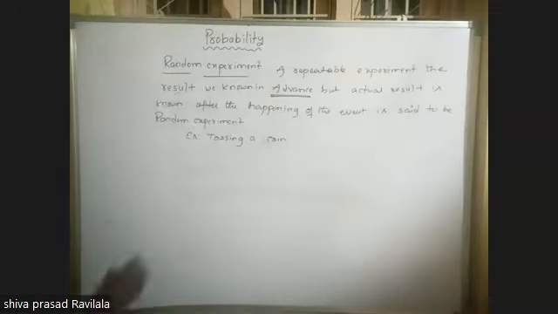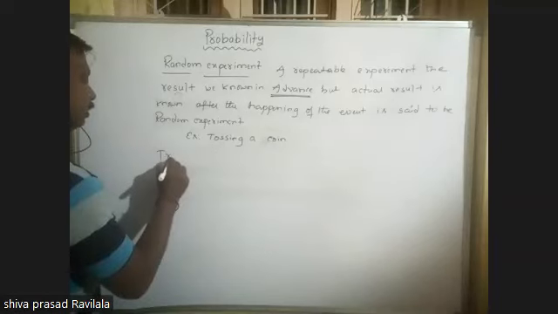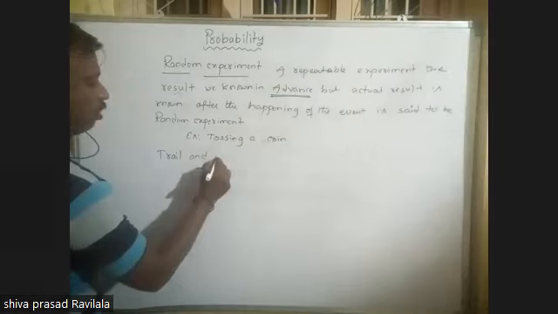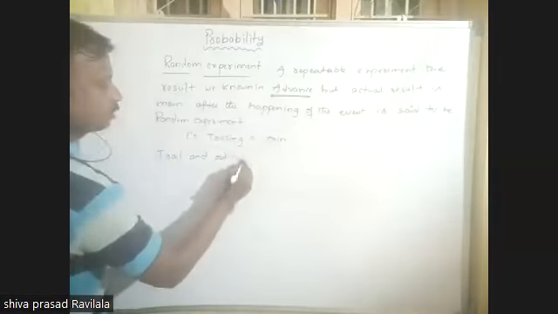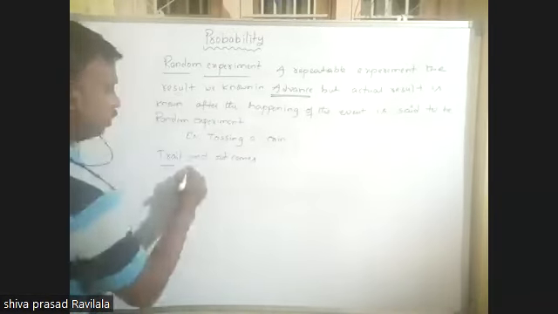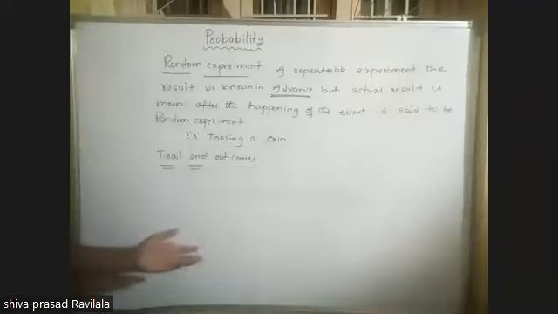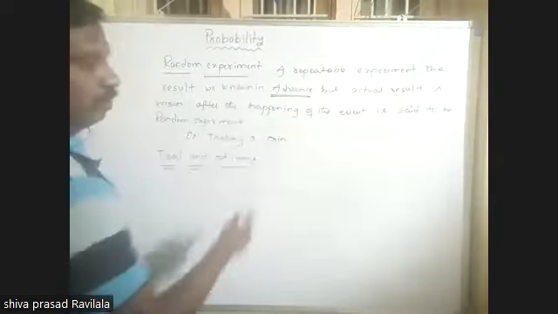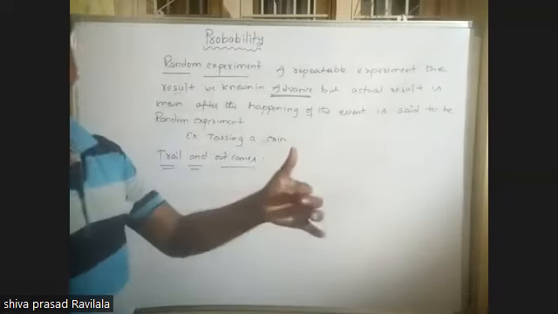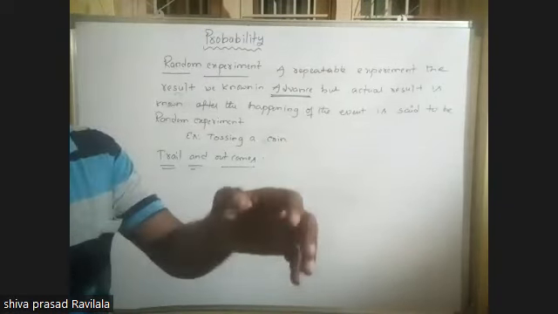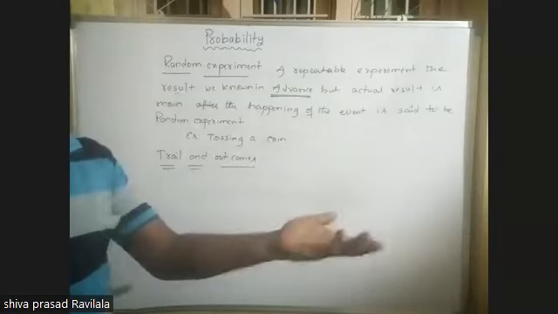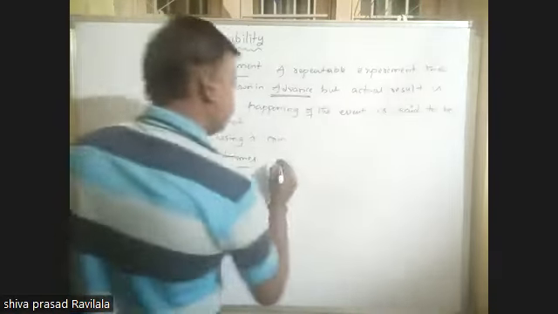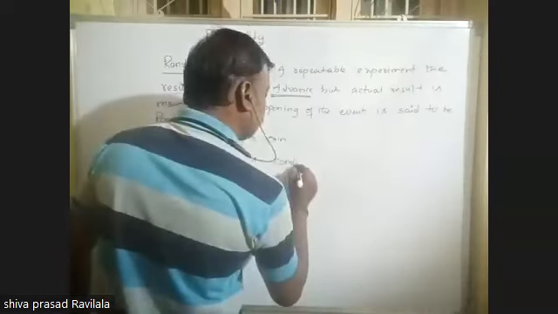What is trial? Conducting or performing the experiment. This type of conducting: I am conducting tossing a coin, I am conducting this game, I am conducting throwing a die. And these type of events are said to be trial. Conducting or performing any one of these two.